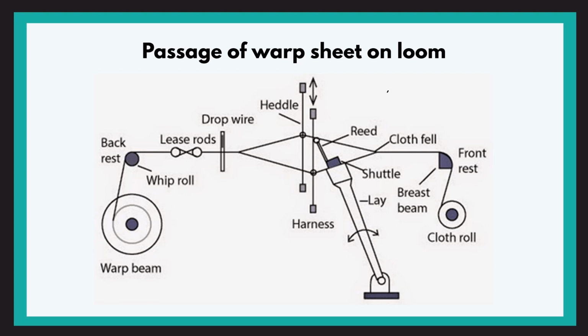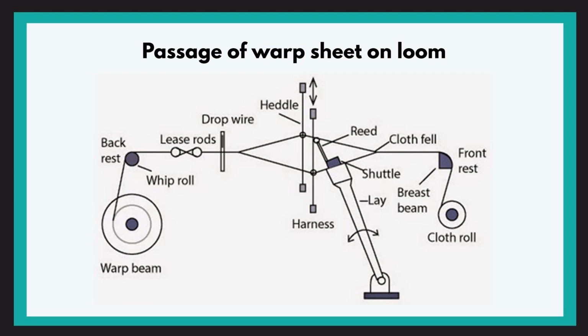Now the ends then pass through the reed. This is a comb-like structure, and it plays a dual role. One of them is that it pushes the newly inserted pick into the fabric towards the fell of the fabric. So what is the fell of the fabric? It is the point on the loom where the yarn becomes the cloth. This is when the last pick is beaten up into the cloth. This boundary is known as the fell of the fabric. And the other role of the reed is to maintain the position of the warp yarns.